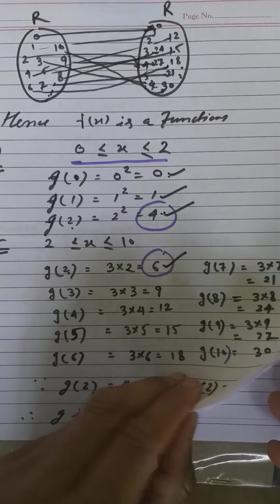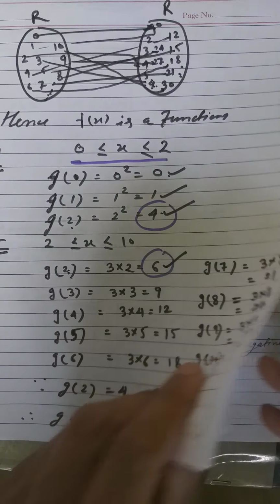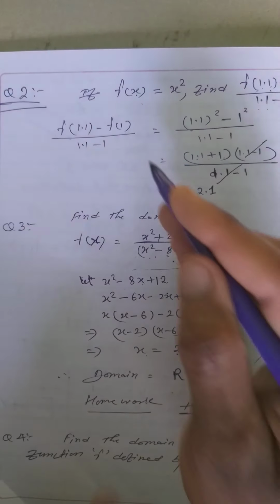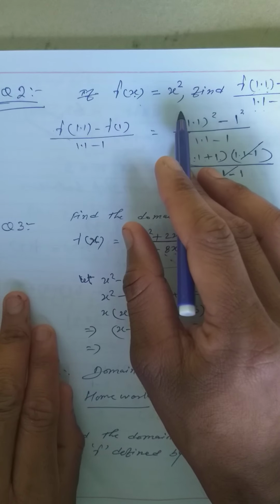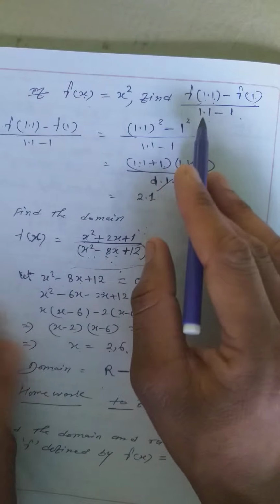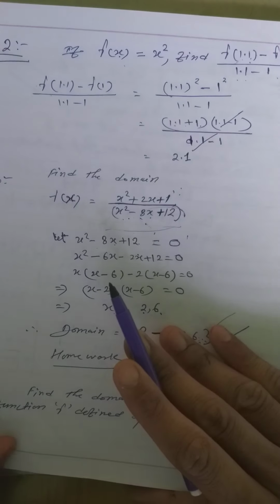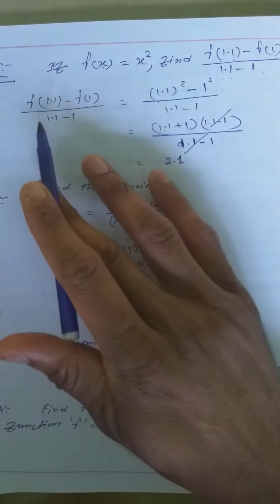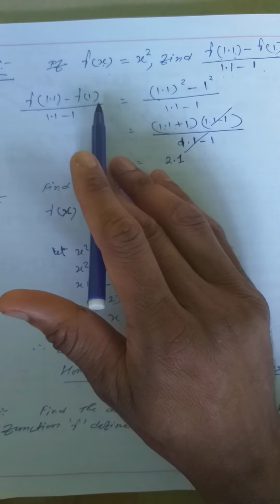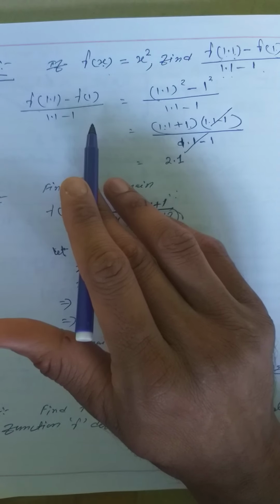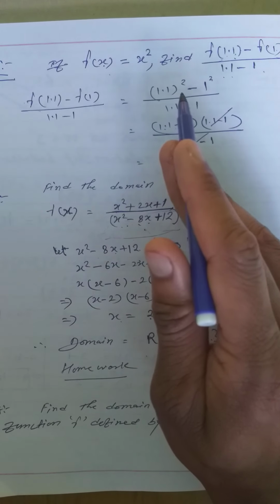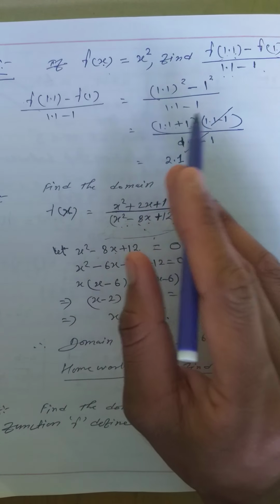Now come to the next question, question number 2. If f(x) equal to x square, find (f(1.1) minus f(1)) upon (1.1 minus 1). So (f(1.1) minus f(1)) upon (1.1 minus 1) equal to, you will put the value of x, 1.1 square minus 1 square upon 1.1 minus 1.